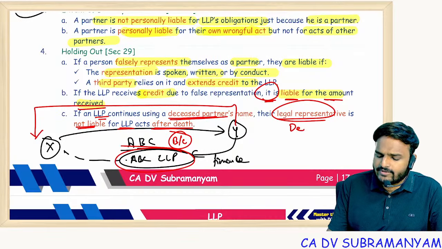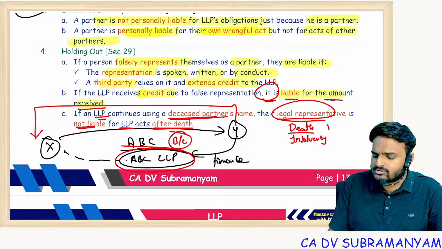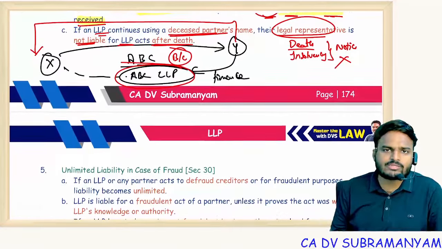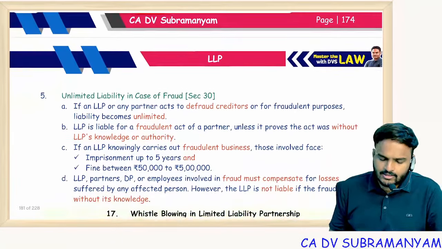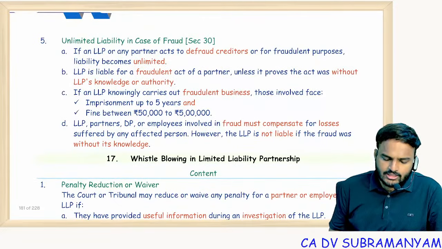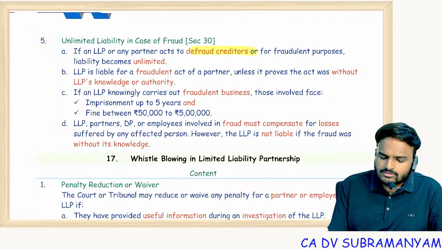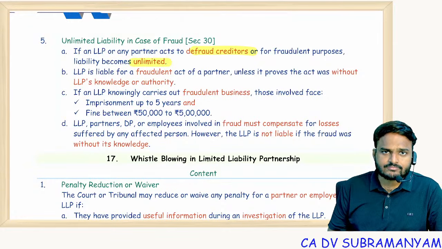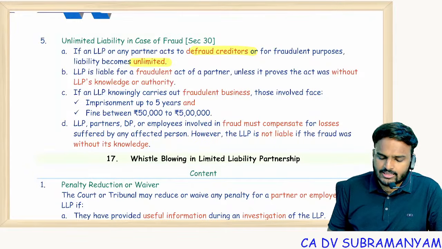In case of death or insolvency, notice is not required. Notice to the public is not required. Unlimited liability in case of fraud. If an LLP or any partner acts to defraud the creditors, then their liability, from limited, becomes unlimited. Limited liability will be gone, and unlimited liability comes into the picture.